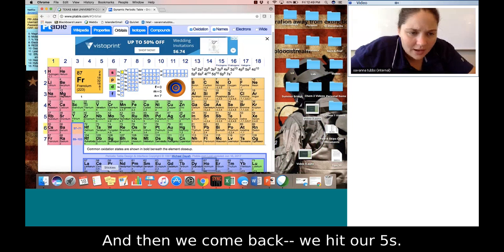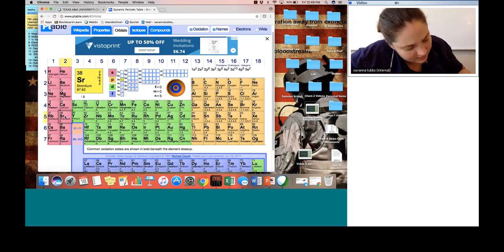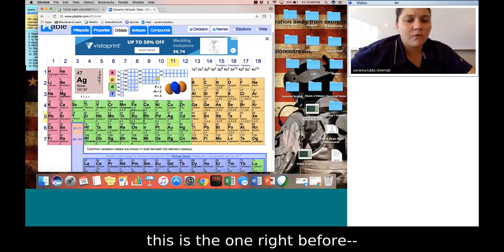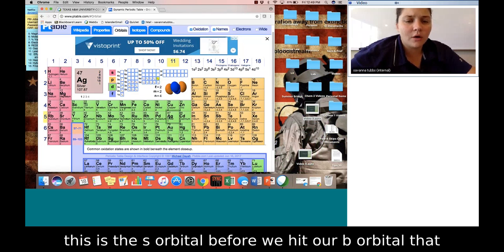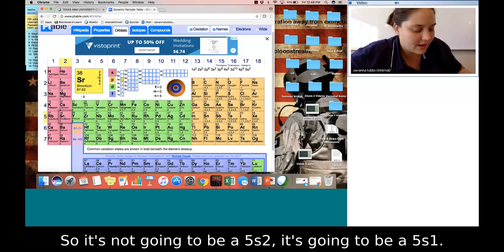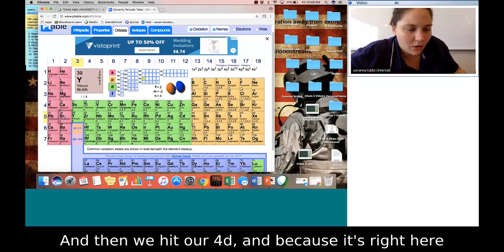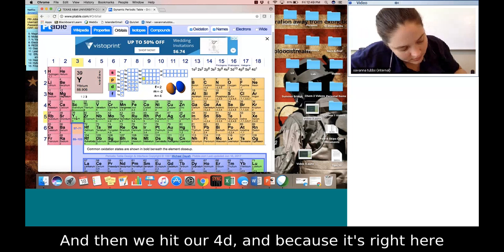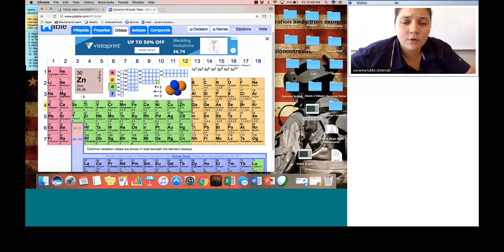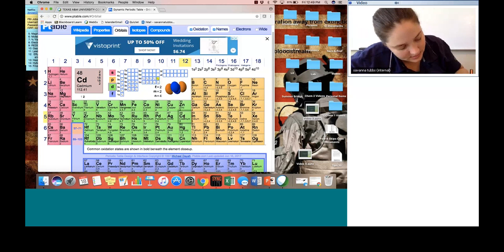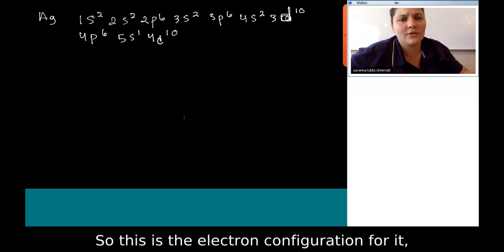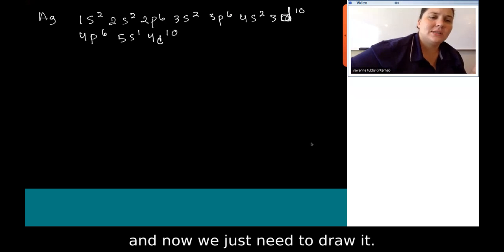and then we hit our 4p, so 4p6, and then we come back, we hit our 5s, but remember, this is the s orbital before we hit our d orbital that contains our element. So it's not going to be a 5s2, it's going to be a 5s1. And then we hit our 4d, and because it's right here and it pulled that electron, it's going to be a 4d10. So this is the electron configuration for it, and now we just need to draw it.